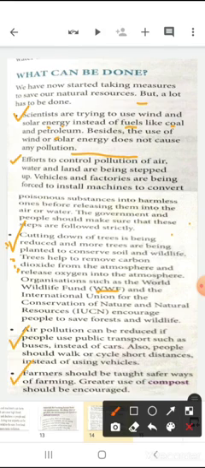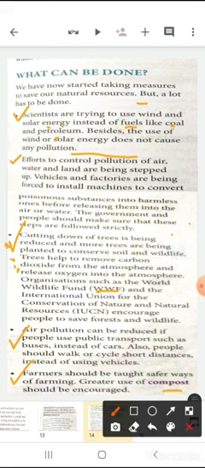Okay. Farmers should be taught safer ways of farming. Greater use of compost should be encouraged. Farmers can be taught that they don't have to use many chemicals on the crops, which are harmful for the soil or water. So they are encouraged to use a greater amount of compost.